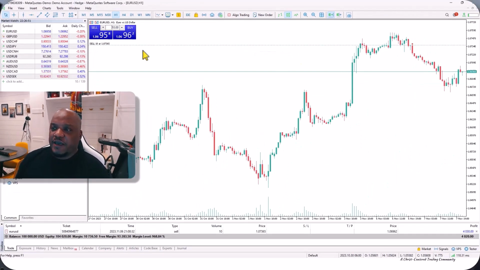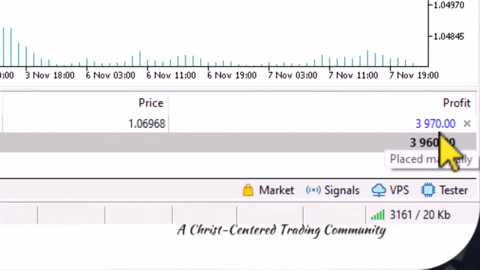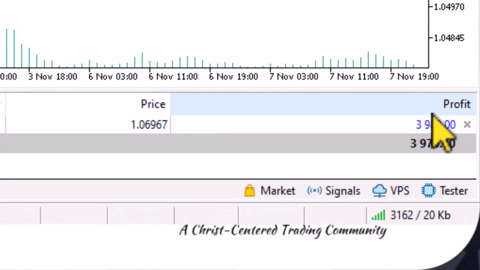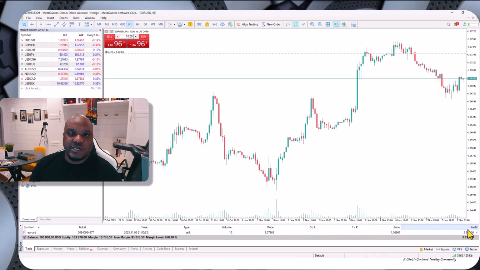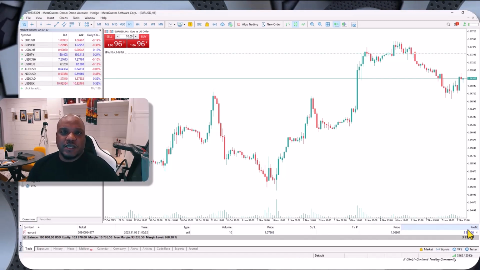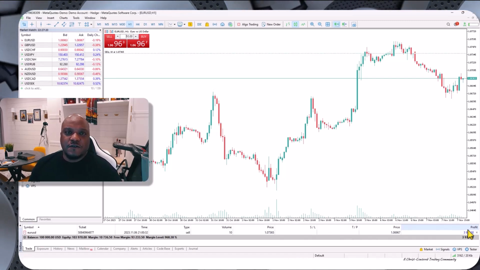And so we have 10 lots, which means that every time we move 1 pip, we get $100. If it moves against us, every pip, we would lose $100. And so right now we're at just under $4,000, which means that we've moved 40 pips and we've gotten $100 per pip. So that's the reason why we're profiting $4,000.